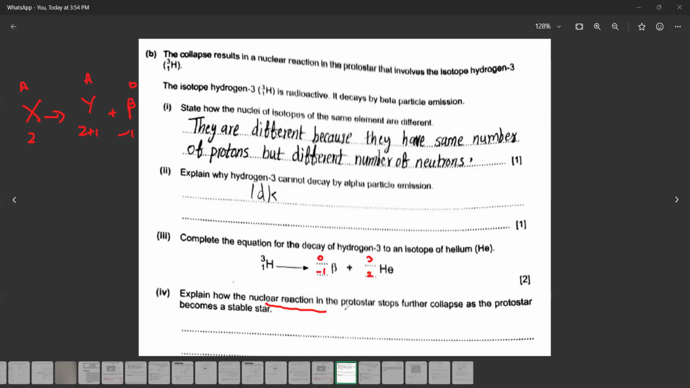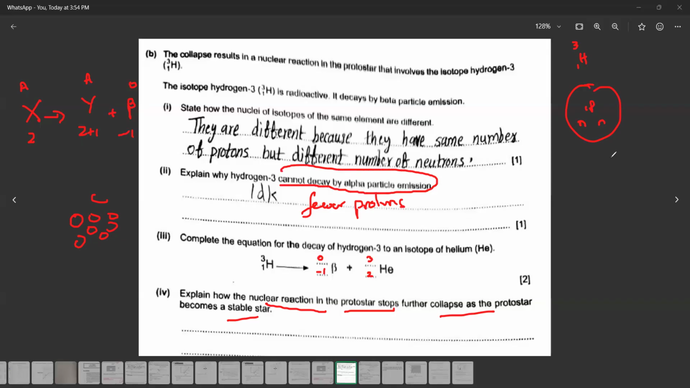Explain how the nuclear reaction in the protostar stops the further collapse as the protostar becomes a stable star. When a protostar becomes a stable star, hydrogen fusion happens. What is the answer for part 2? Because it has fewer protons. This isotope of hydrogen has one proton and two neutrons. But the question is why it cannot decay by alpha. For alpha emission, it must have a minimum of two protons and two neutrons, but it has only one proton. So it cannot be an alpha emission.